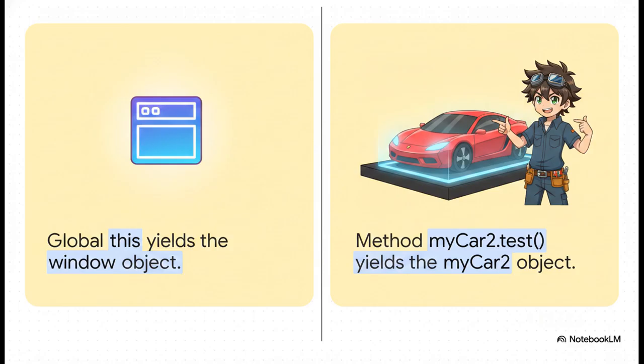So why did that happen? Because in this specific context, the method lives inside the object. mycar2 literally owns that space. Therefore, this refers to mycar2. The ownership shifted, so the meaning of this shifted right along with it.